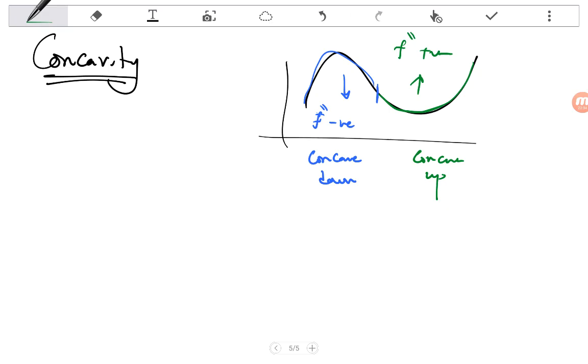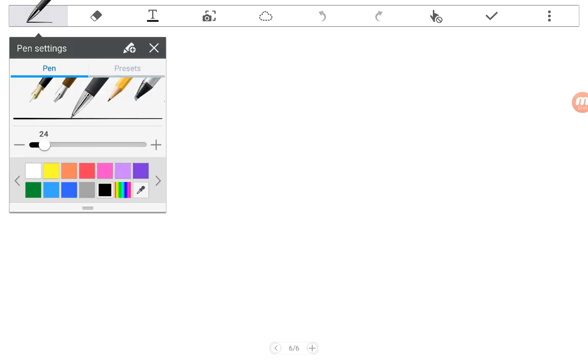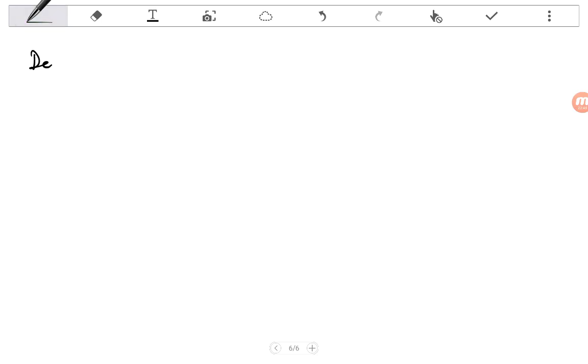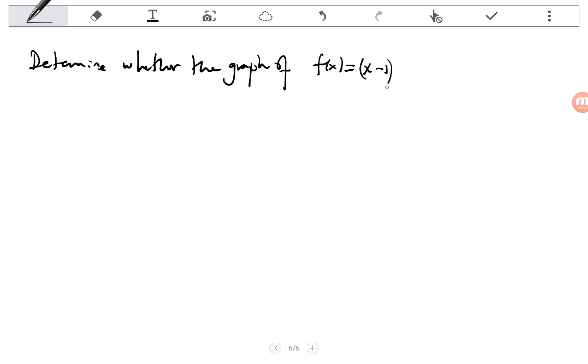Now let's check this example. Determine whether the graph of f of x equal to (x minus 1) all cubed plus 1 is concave up or down.